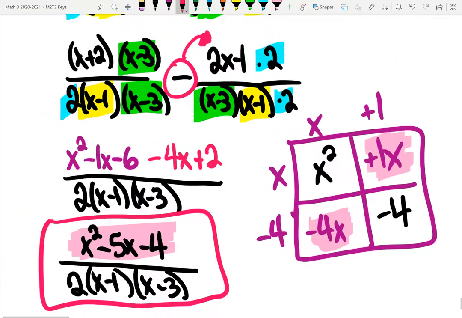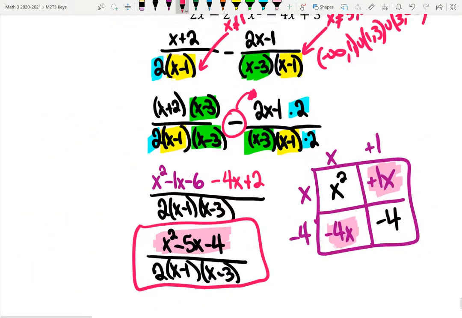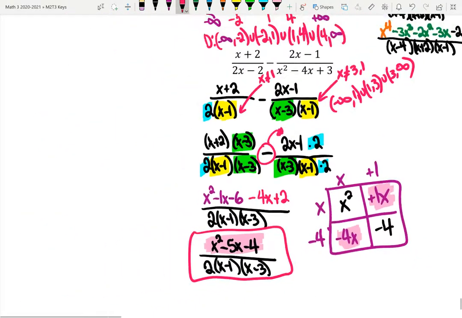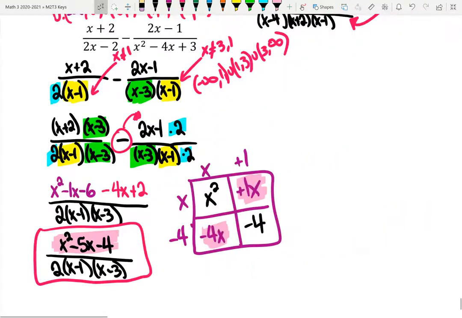So I hope this helped. Remember, the big idea, though, is that you are supposed to do the domain restriction right away. And if it's not factored, factor it by sight.